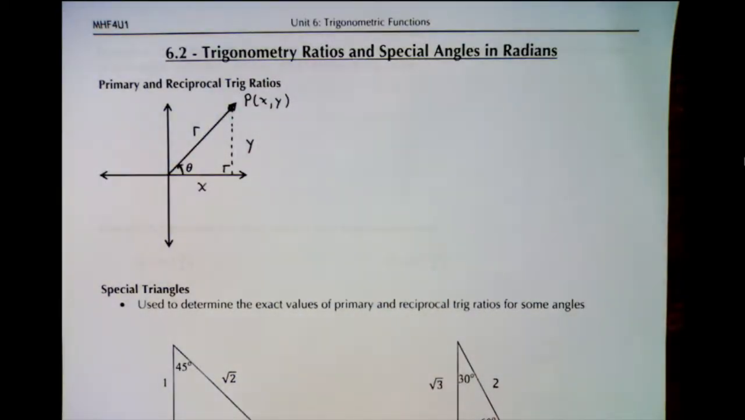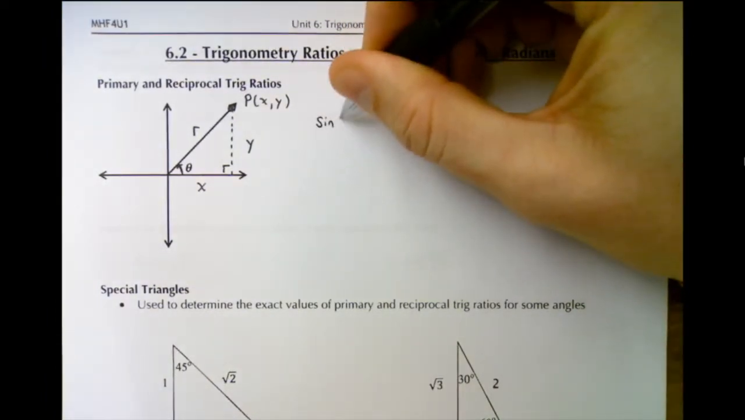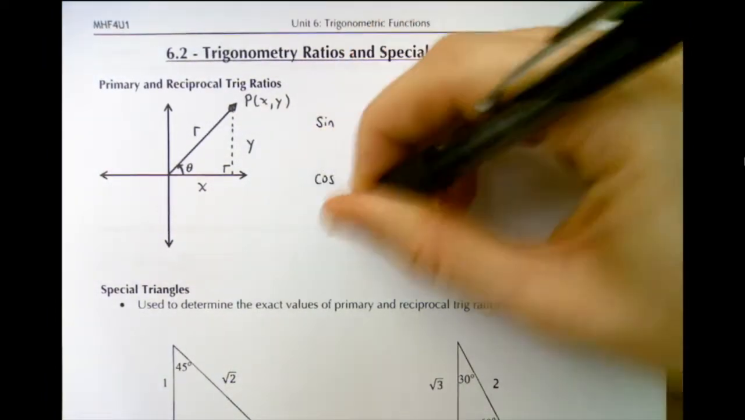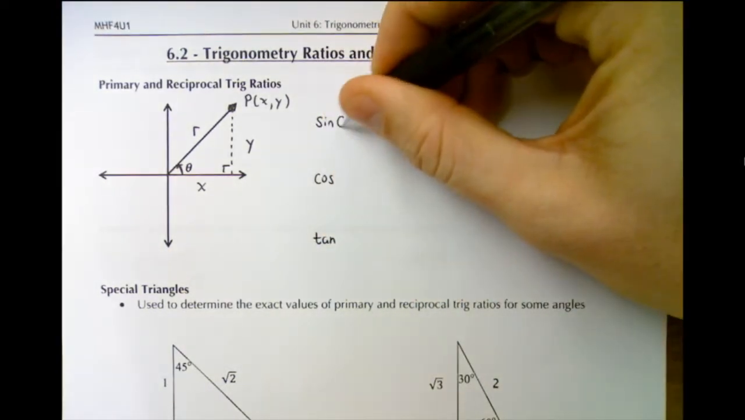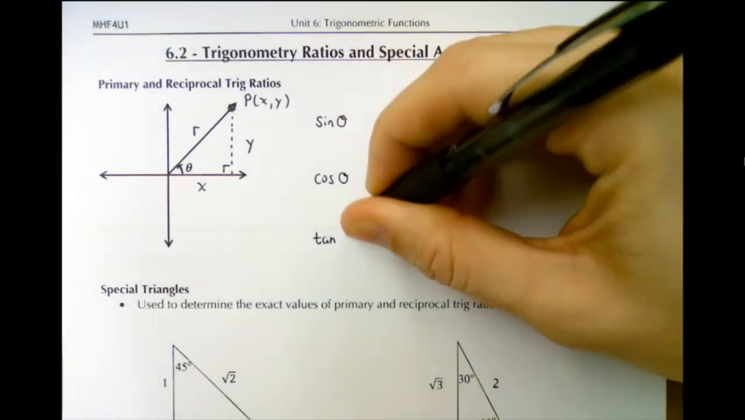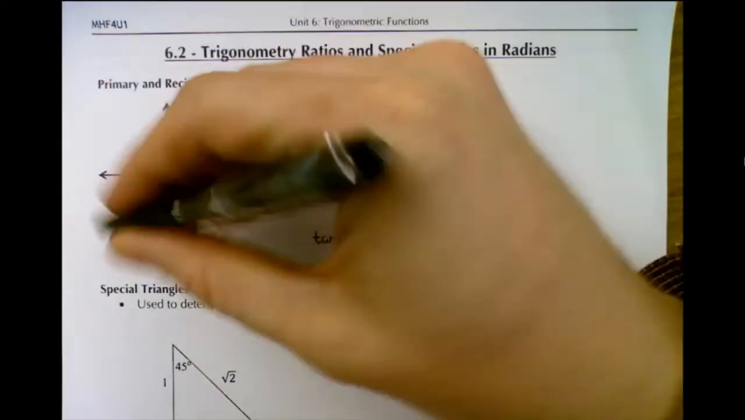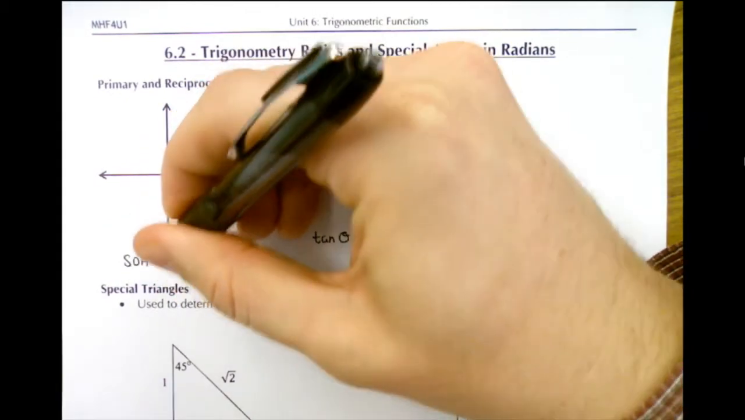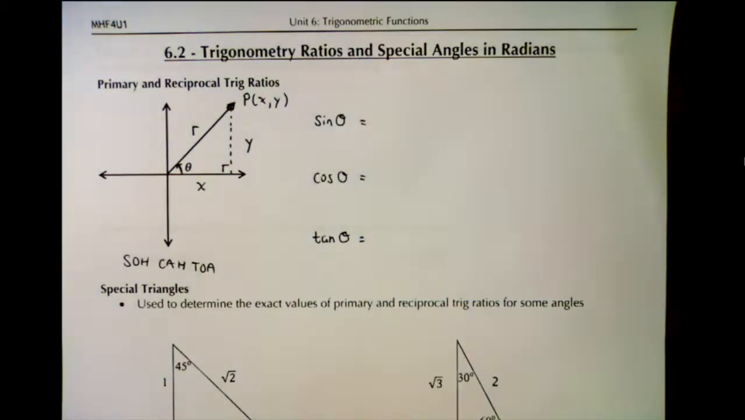And we can use this labeling x, y, and r to define our primary trig ratios and our reciprocal trig ratios. Our primary trig ratios are sine, cos, and tan. And sine, cos, and tan are always of an angle, our principal angle. And if you remember your SOHCAHTOA, you can read off, using x, y, and r, what sine, cos, and tan are.